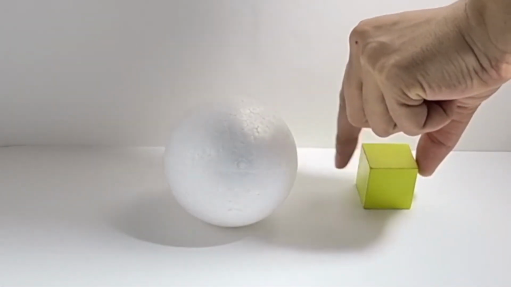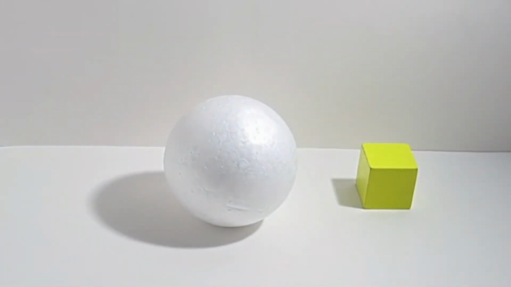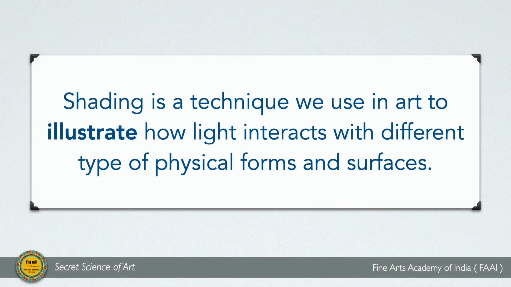Now let me place a cube next to the ball. Just notice that when light falls on two different type of objects, it reflects differently. That's how we can visually sense different shapes, forms and textures. Now how do we draw these light variations on drawing paper? This is where shading comes into picture. Shading is a technique we use in art to illustrate how light interacts with different type of forms and surfaces.